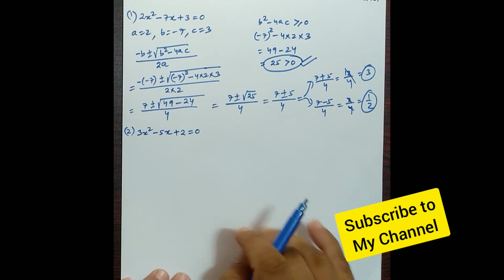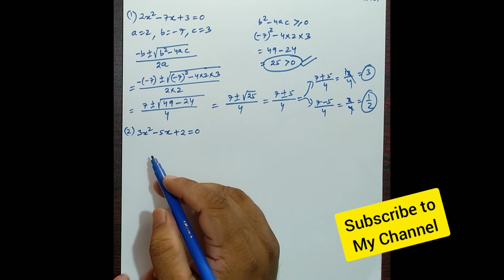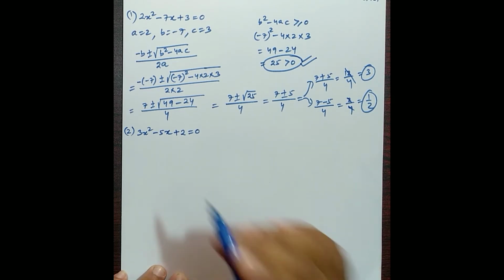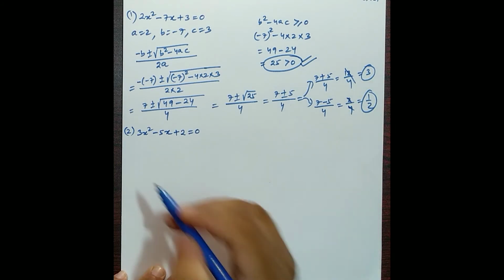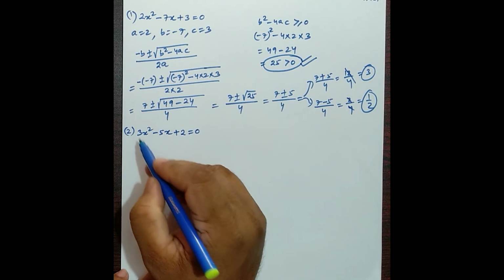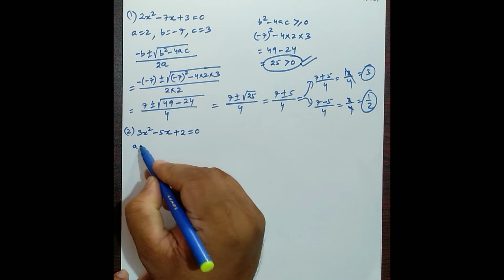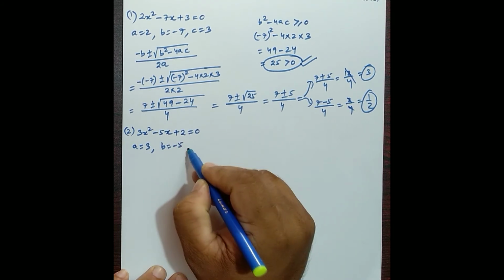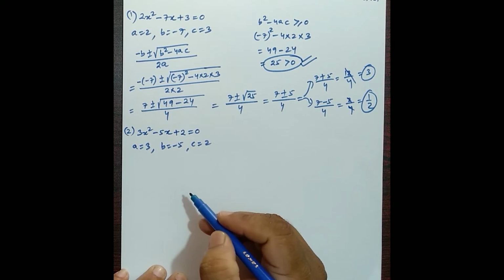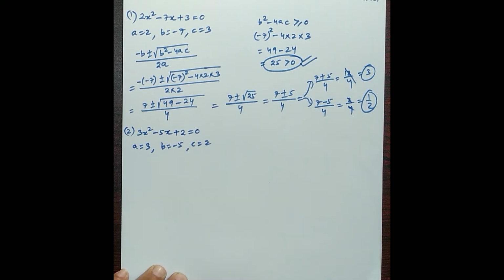Okay. So look here. This is the second example of a quadratic equation. How can you find the roots of the quadratic equation? By using the quadratic formula method. Okay, look carefully. So tell me here, what is the value of a over here? A value is what? 3. B value is what? -5. C value is what? 2. Yes, fine. Absolutely right. Very good.